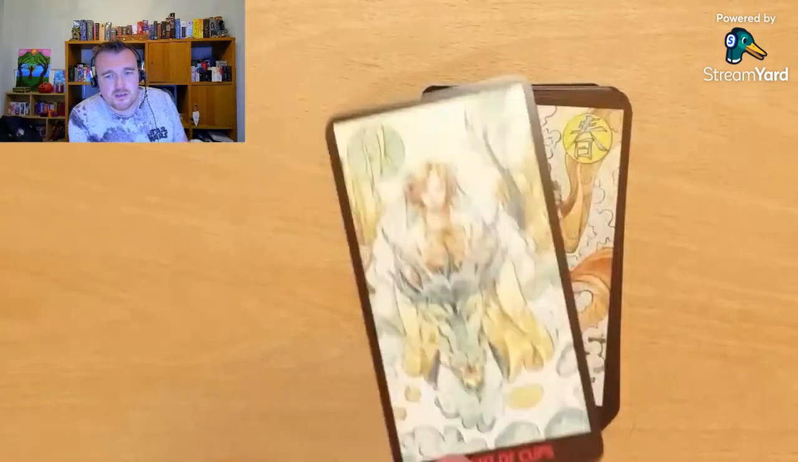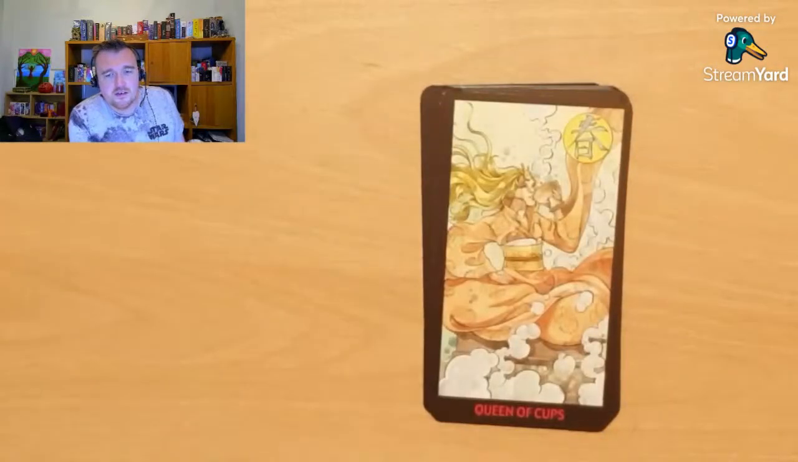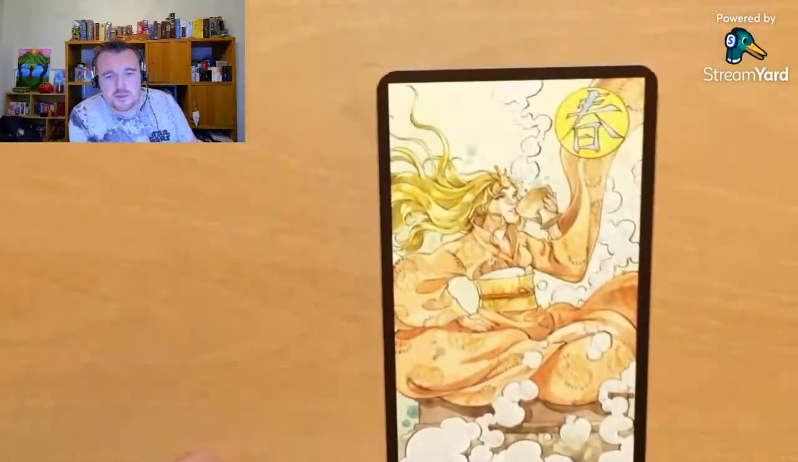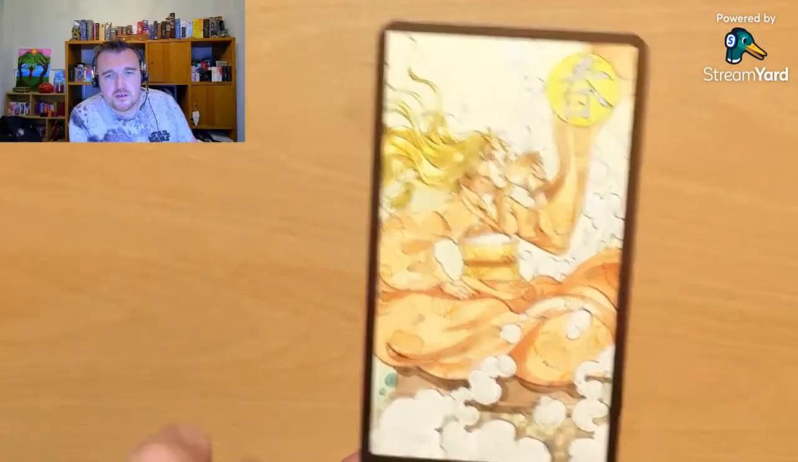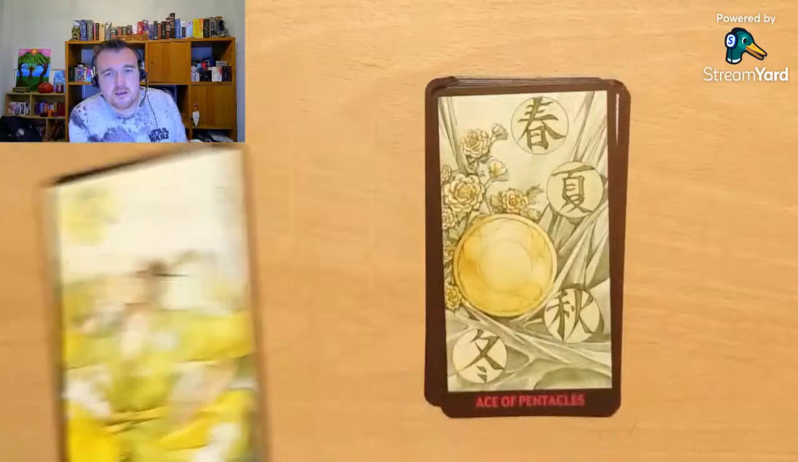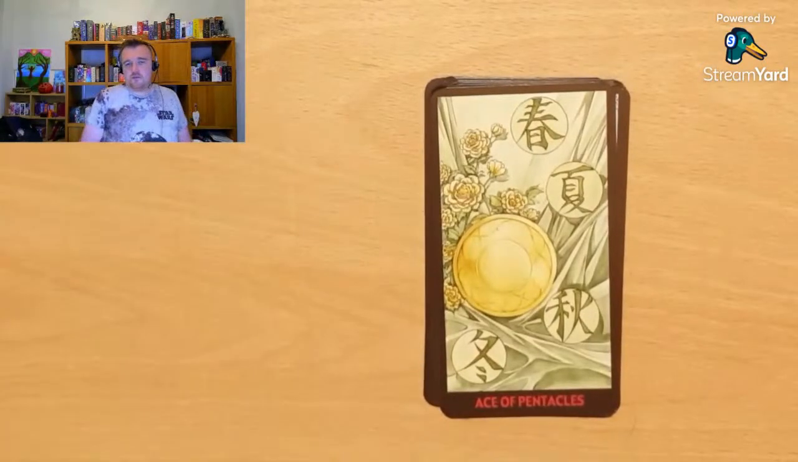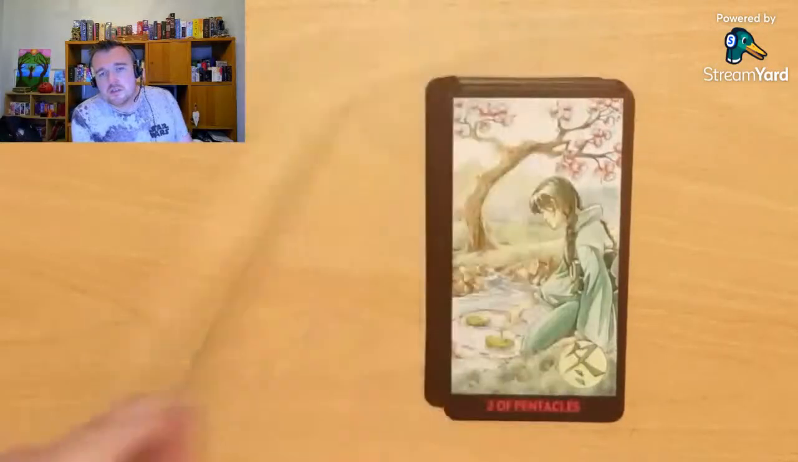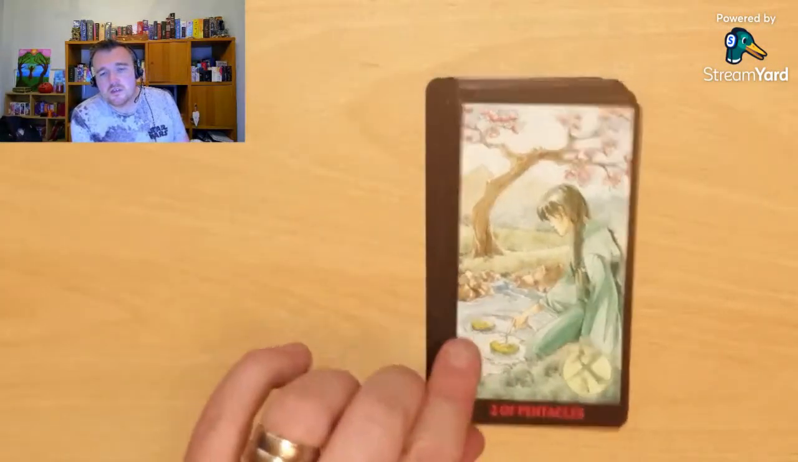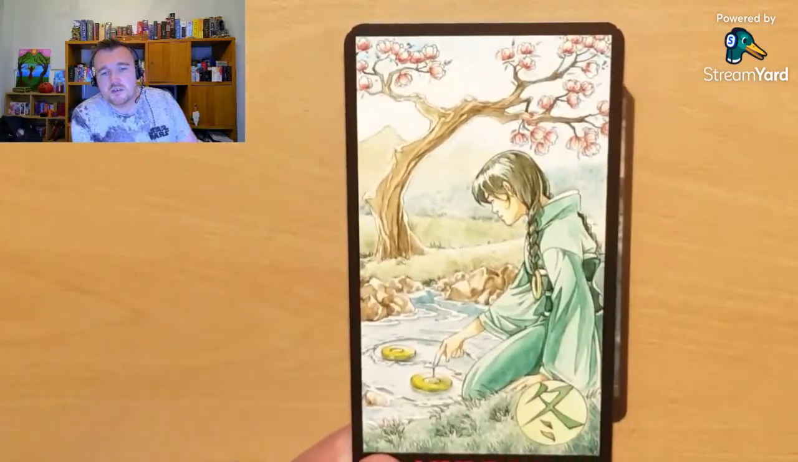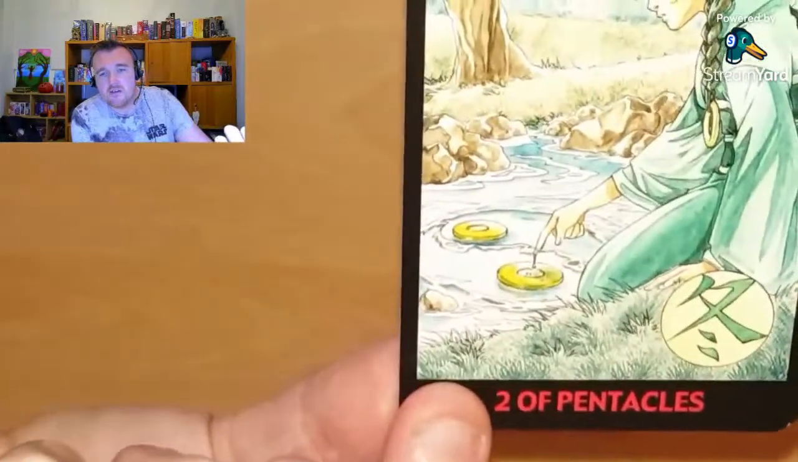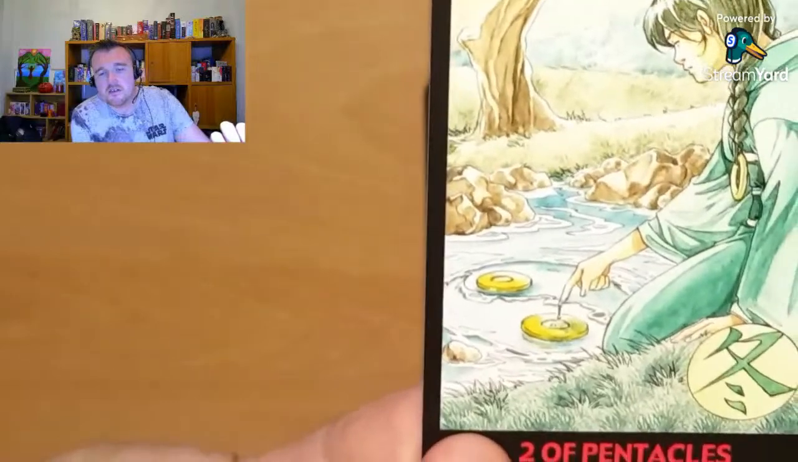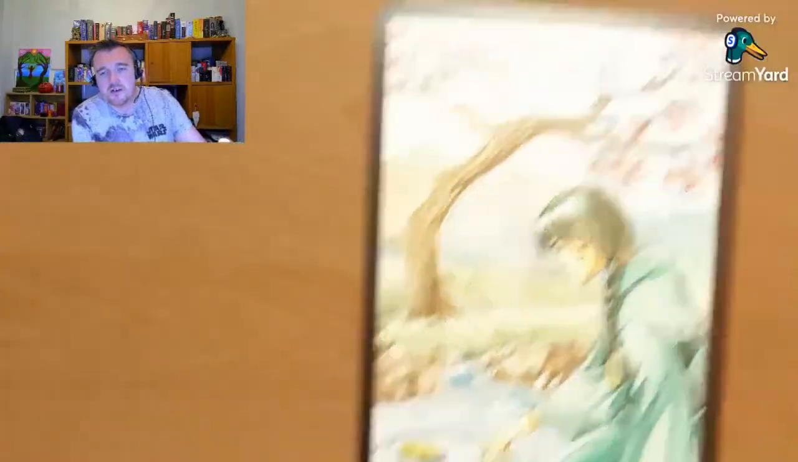Page. Knight. Cool knight. I love the dragon. Queen of Cups. And the king. And then the final suit is the pentacles. So is that kind of a balance? Yin and yang symbol that she's making in the water there.